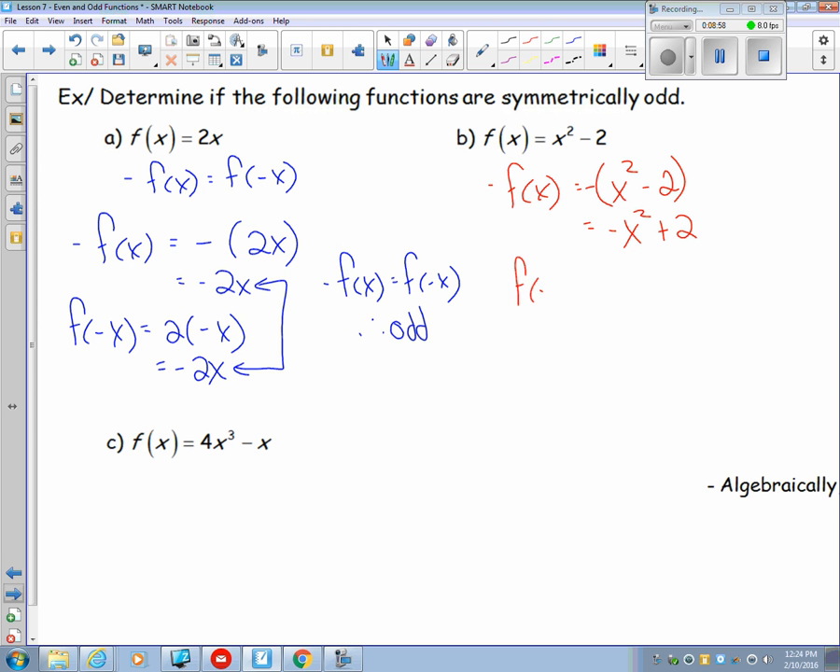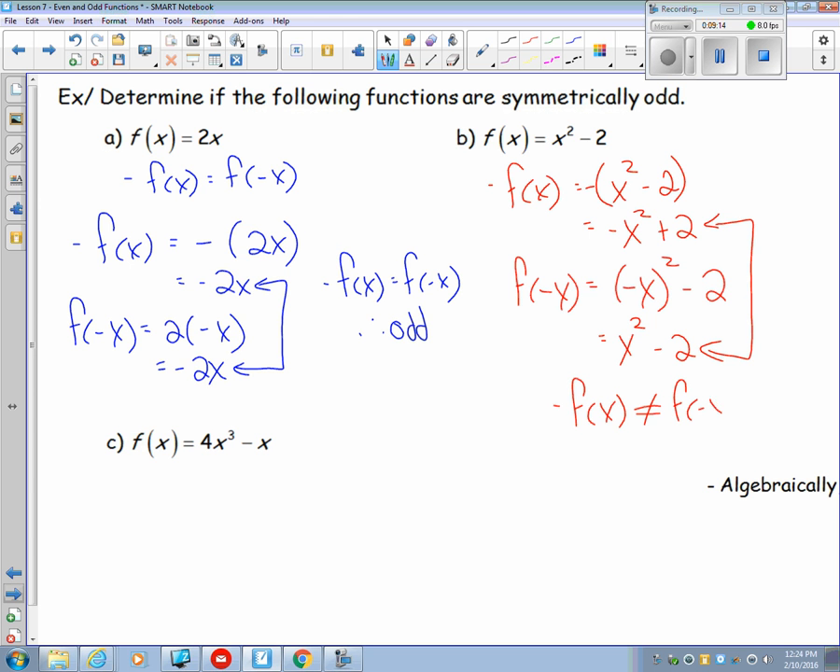Let's try f at negative x. Every time I see an x, I'm replacing it with a negative. If I square a negative, it becomes a positive. Are these the same? Most definitely not. Okay, so since they're not the same, we say they're not equal.